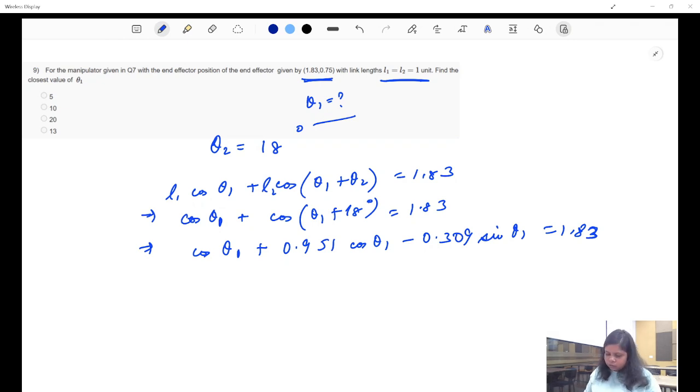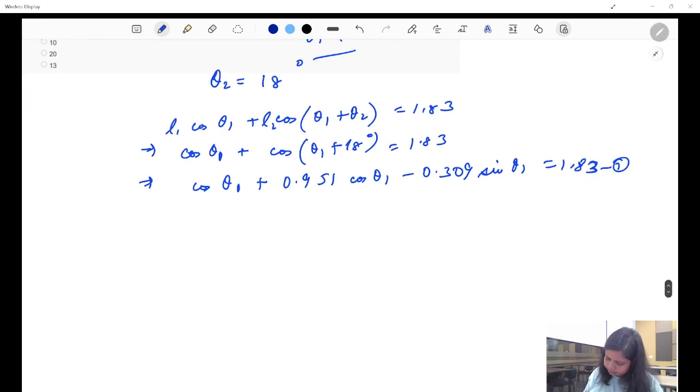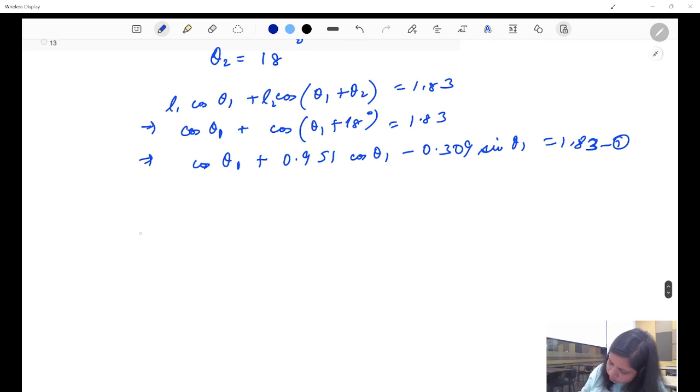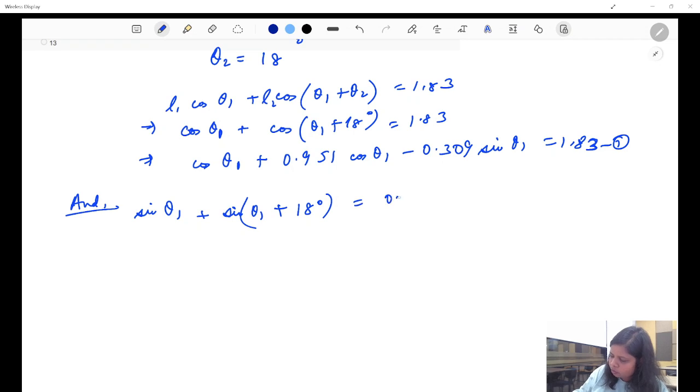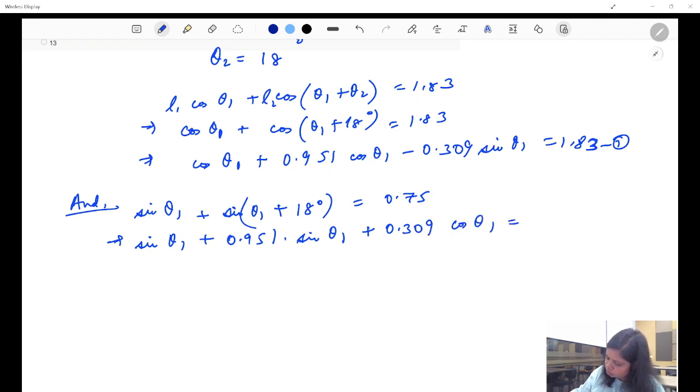Yeah. So these are the values. So this is your first equation, let's say. Okay. Then what about the second equation? Sin of theta 1 plus 18 degrees is equal to 0.75. So your sin theta 1 plus 0.951 into sin theta 1, sin A cos B plus cos A sin B. This is what will be written here. 0.309 into cos theta 1 is equal to 0.75.